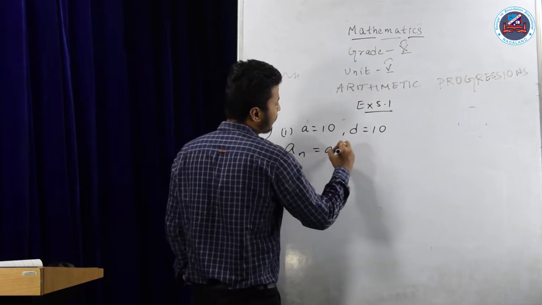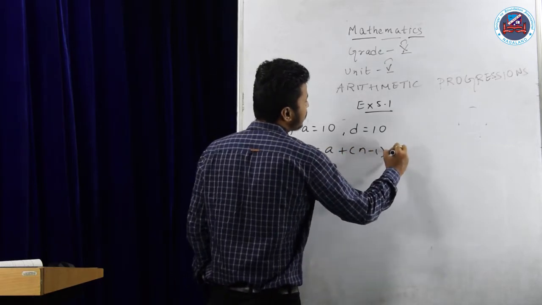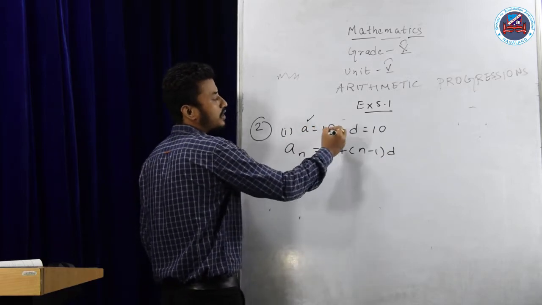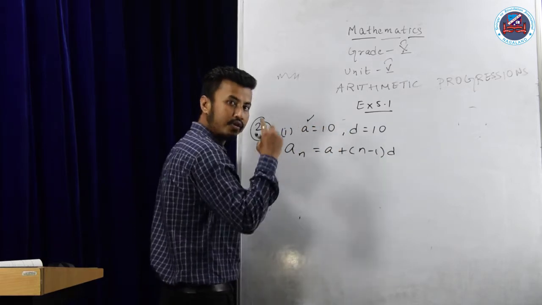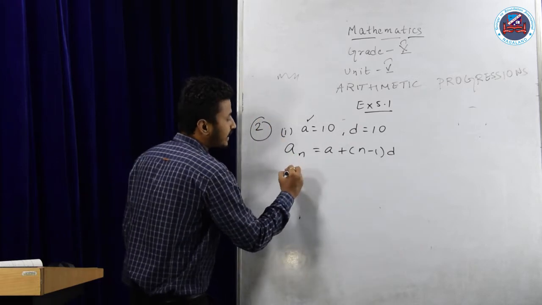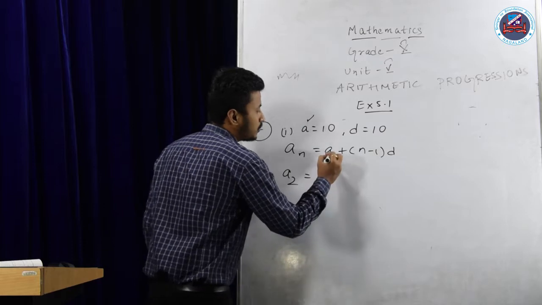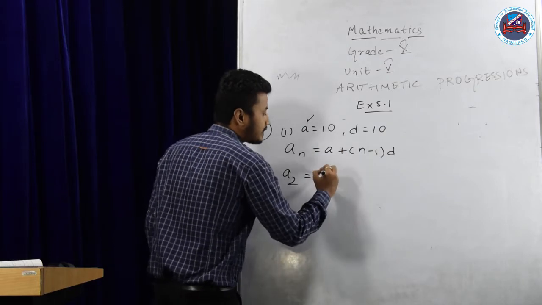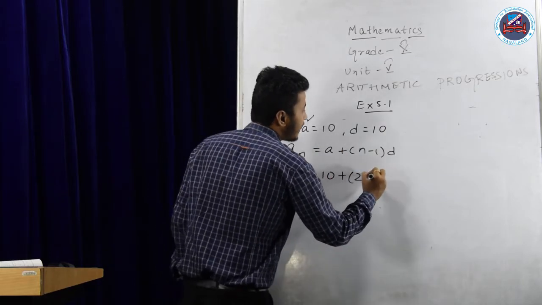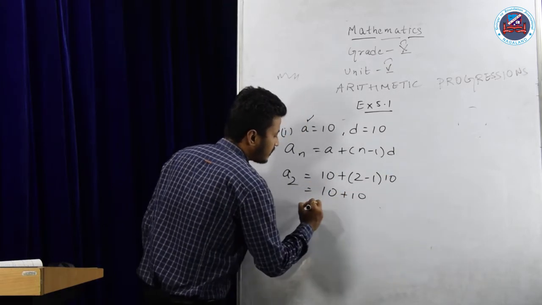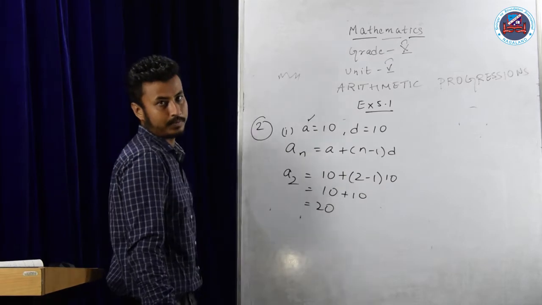An equals a plus n minus 1 into d. If I have to find a1, it is already given in the question, a equals 10, that is a1. First term is given. Let me try the second term. a2, in place of n will come 2, equals a, that is 10, plus 2 minus 1 into 10. What is the answer? 10 plus 10, 20. This is your second term.